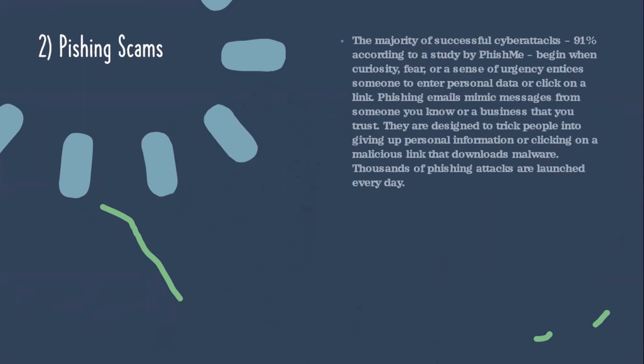Okay, phishing scams. The majority of successful cyber attacks, 91% according to a study, begin when curiosity, fear, or sense of urgency entices someone to enter personal data or click on a link. Phishing emails mimic messages from someone you know or a business that you trust. They are designed to trick people into giving up personal information or clicking on a malicious link that downloads malware. Thousands of phishing attacks are launched every day.